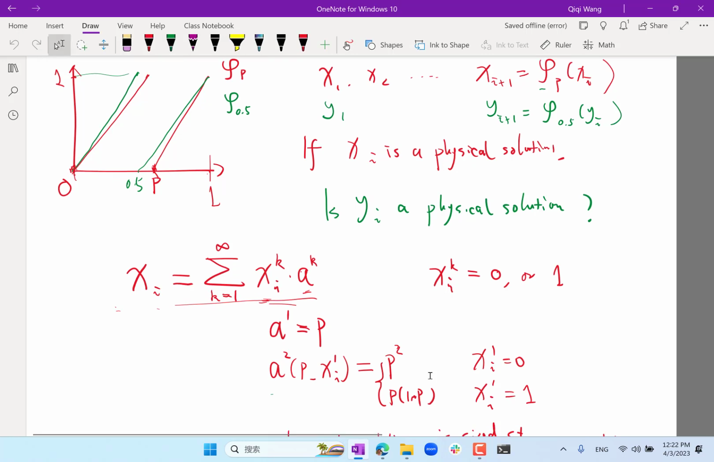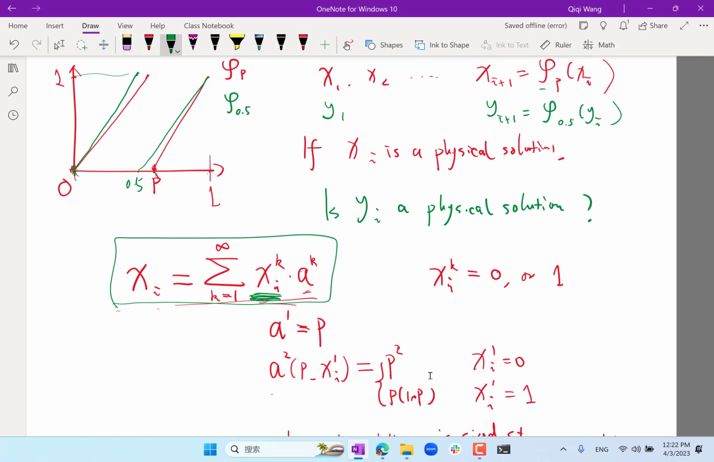What that means is that if you use this particular representation to represent any number, any physical trajectory, which is distributed uniformly between 0 and 1, that solution would have not half probability, but p probability of being between 0 and p, right? And 1 minus p probability of being between p and 1. That means, what is the probability distribution of xi1? xi1, which means the first digit in this representation, would have a p probability of being 0 and 1 minus p probability of being 1.